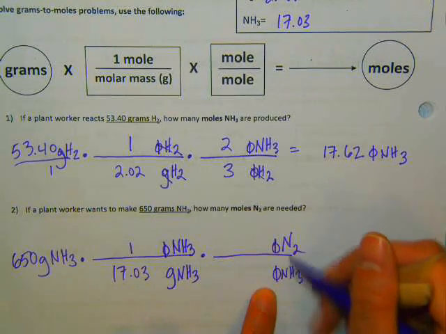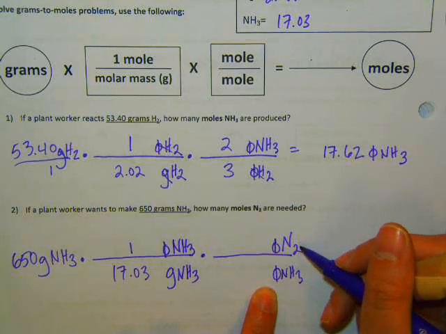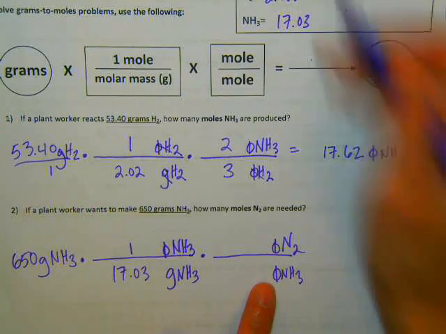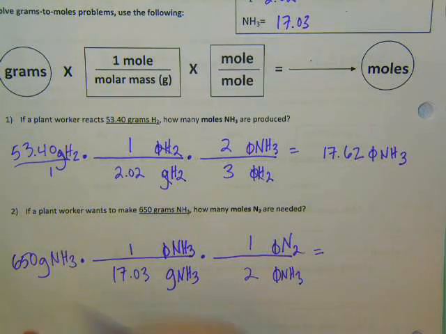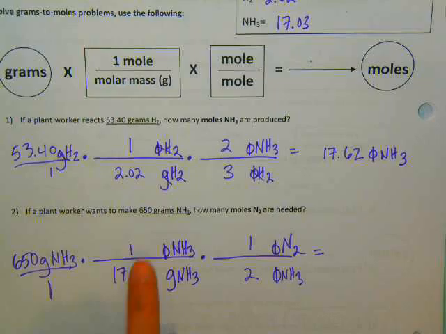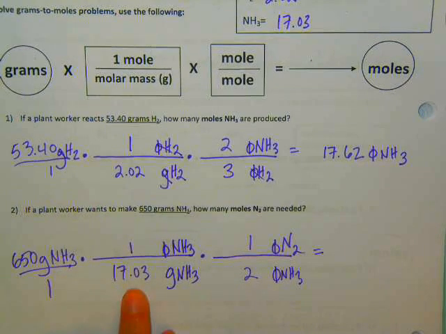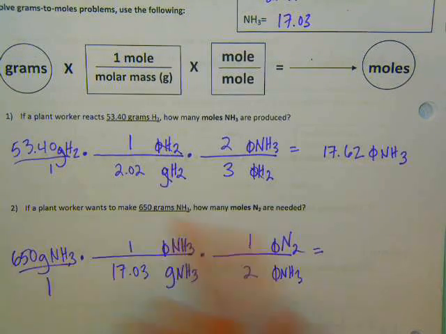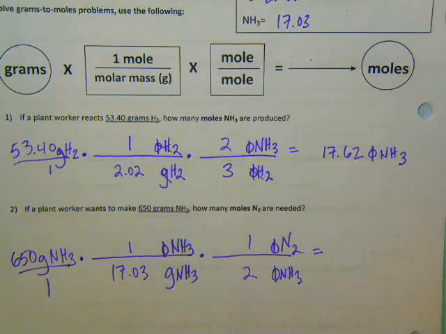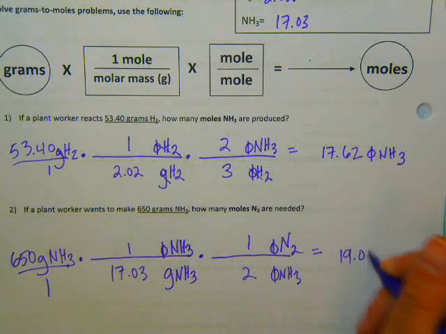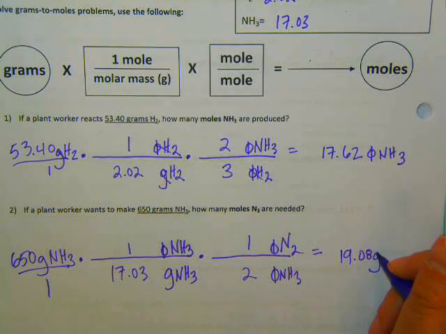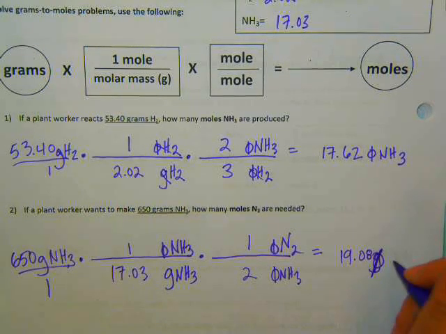Where do we find these numbers, Angie? The NH3 and the N2? Perfect. So NH3 is 2 and N2 is 1. So again, practice in your calculator. 650 times 1 times 1 divided by 17.03 divided by 2. Just practice doing that. I want you to make sure that you can do this. Yes, and the answer is moles of N2.